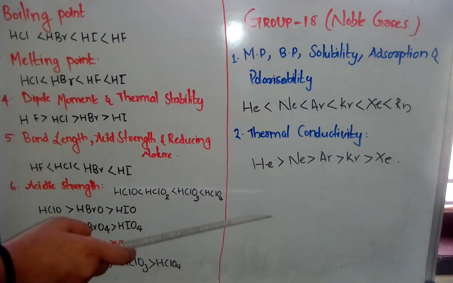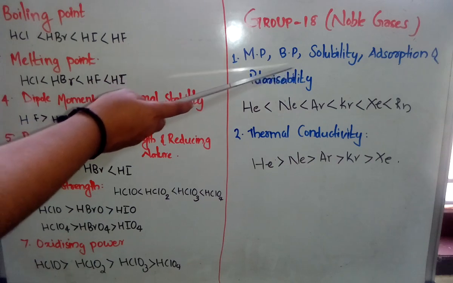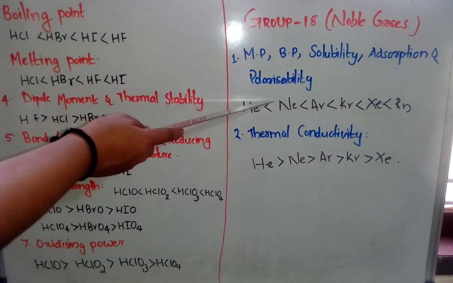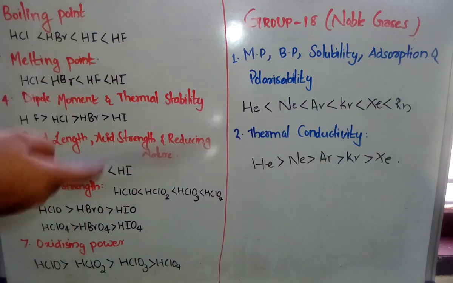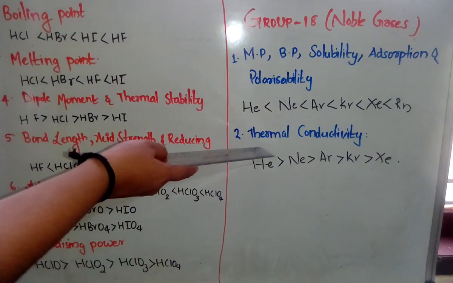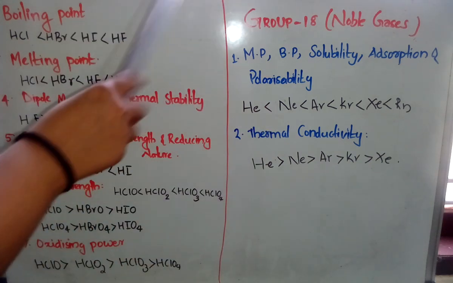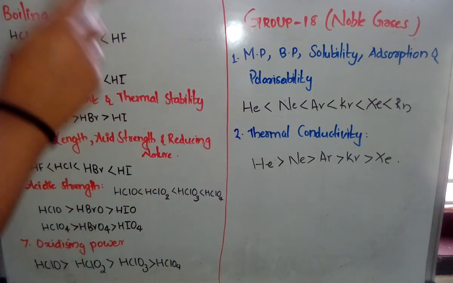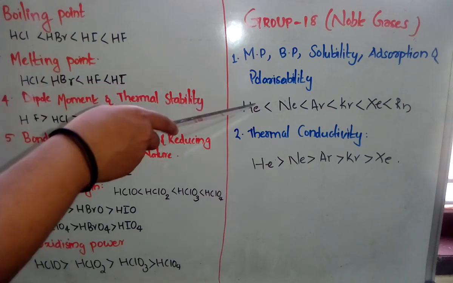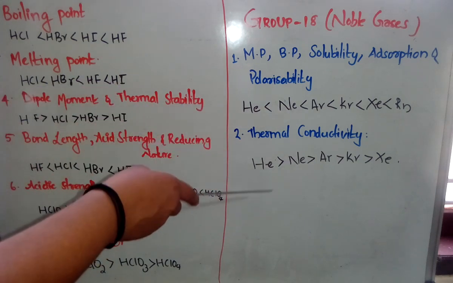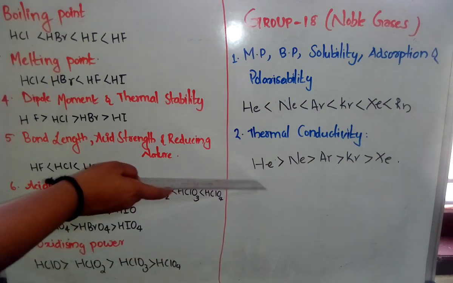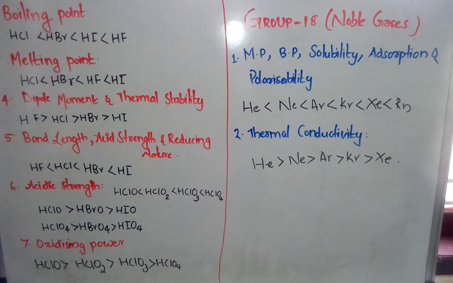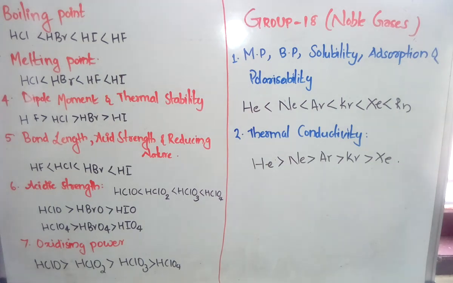Group 18 is very easy to remember, because melting point, boiling point, solubility, adsorption and polarizability, all the 5 properties follow a similar order, wherein it will be increasing down the group, and thermal conductivity will show the exact opposite order, decreasing down the group. First one, it will be increasing down the group. Second one, it will be decreasing down the group, where helium will have the highest thermal conductivity. So these are the selected properties of group 15 to 18 in the P block.